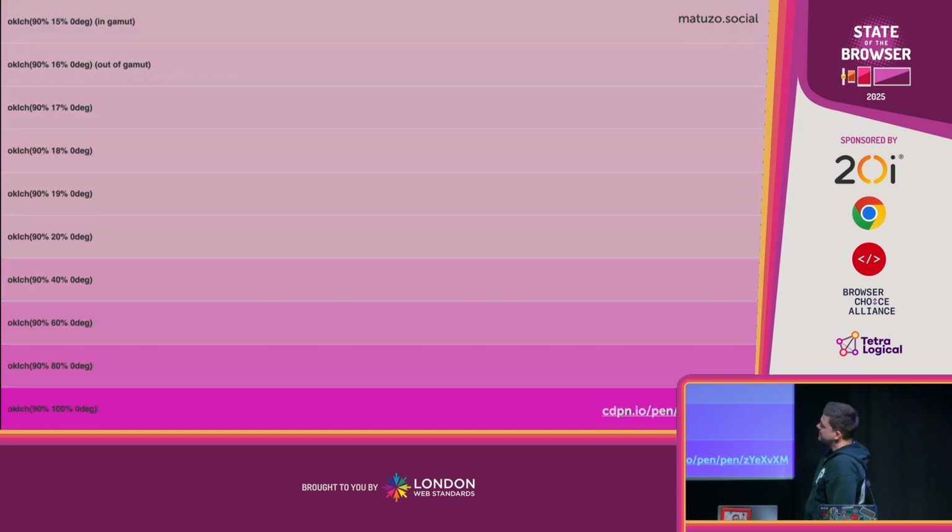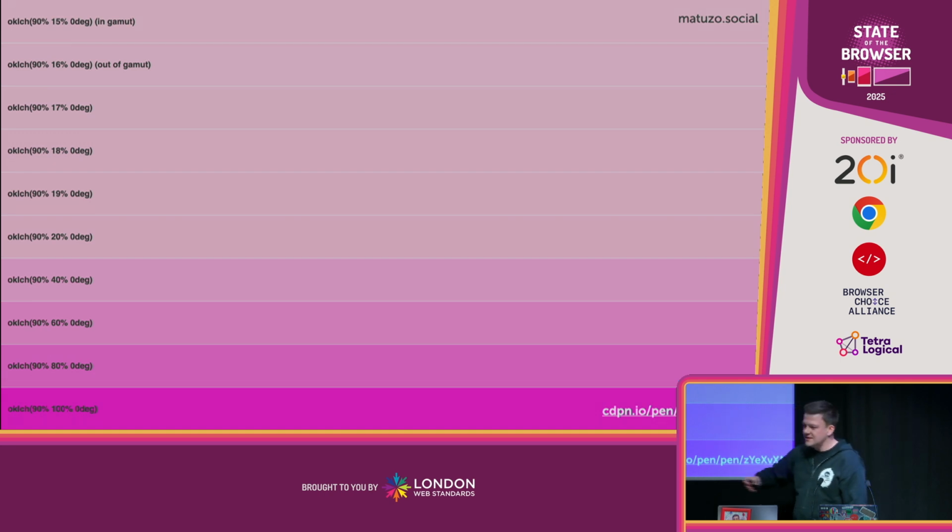Here's a demo to illustrate that. We have a couple of rows here. In the very first row, I'm using the combination 90% lightness, 15% chroma, and 0 degrees. And it gives us this light pink color, which is fine. And this color is still in gamut. If I increase the 15% to 16%, we are out of gamut, but the color still looks the same, so that's fine.